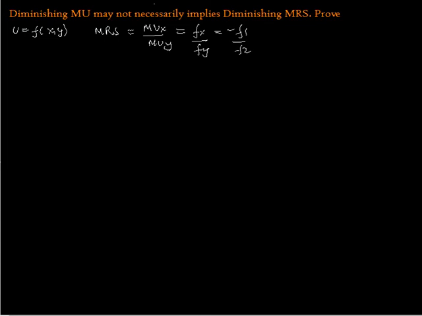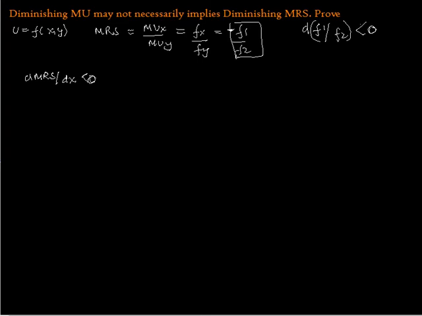Now if you are saying diminishing MRS, diminishing MRS would mean dMRS by dx should be less than 0. Now this is your MRS, minus f1 by f2. You can even get away with this minus, because that is taken care of in minus dy by dx. So it is just f1 by f2. Now this has to be less than 0. You have to prove that the derivative of f1 by f2 is less than 0.